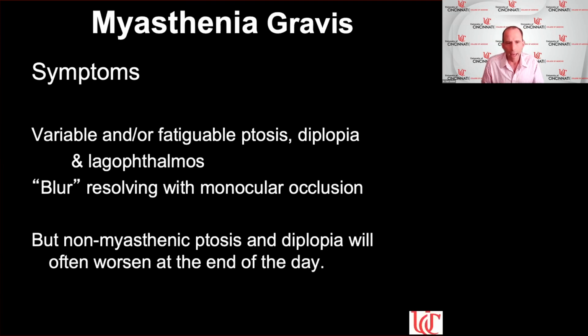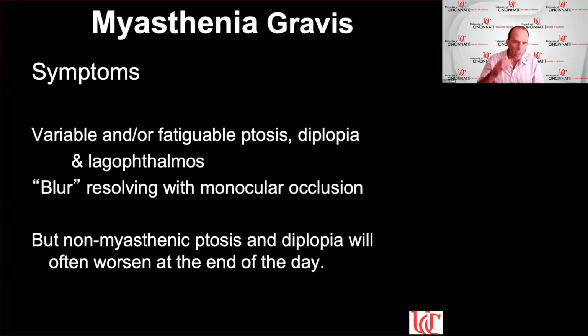Keep in mind the caveat that non-myasthenic ptosis, just senile levator dehiscence from old age, is often worse at the end of the day. Why? Because you're using your orbicularis and frontalis muscles to help keep your eyelids open, and by the end of the day they're tired and you have a little more ptosis. And double vision, if you have a phoria that's breaking down, may be worse at the end of the day.